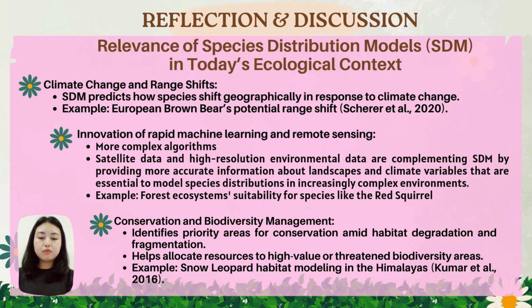Species distribution models are increasingly crucial in understanding and predicting biodiversity patterns in the context of climate change, habitat loss, and other ecological stressors. SDMs use environmental variables such as temperature, precipitation, and land use to model and predict the distribution of species across geographic areas.